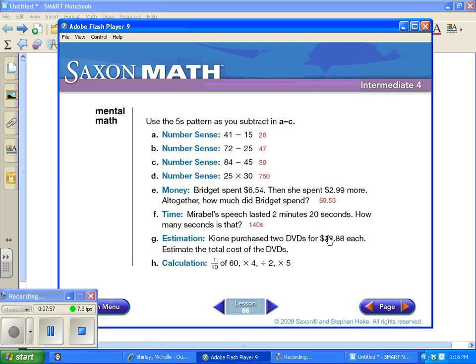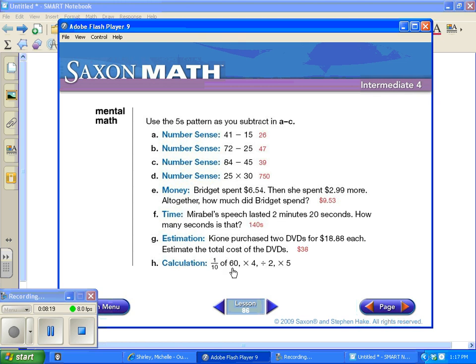You could round it to 19, and if you know how to double things really quickly, that would give you an estimate of $38. But let's see if they got the 38 or the 40. They said 38. So they wanted you to round this off to 19, and then think 19 and 19 is 38. Calculation, here we go.